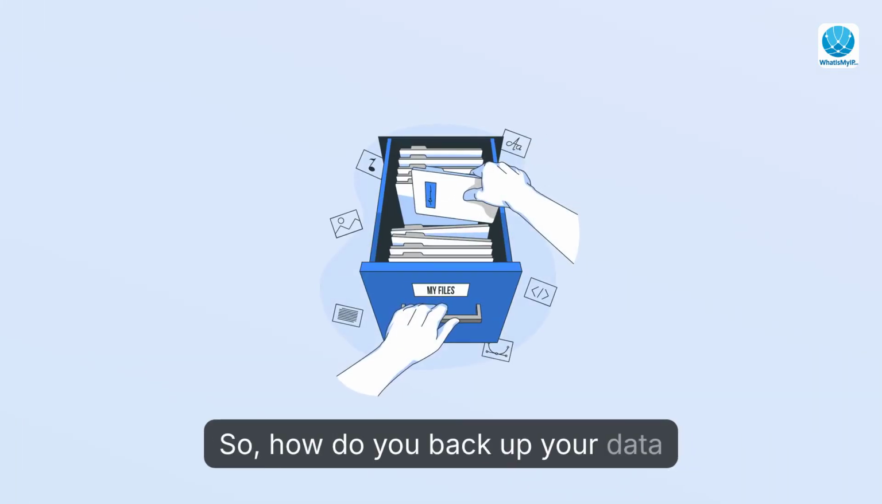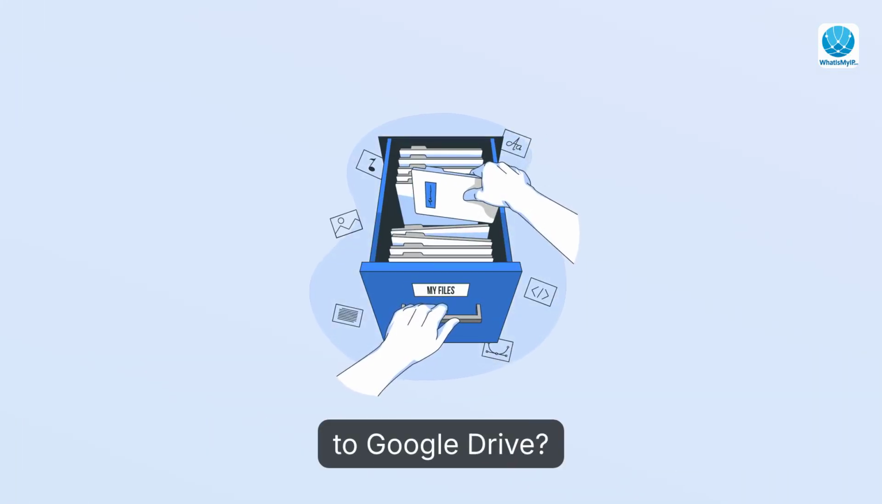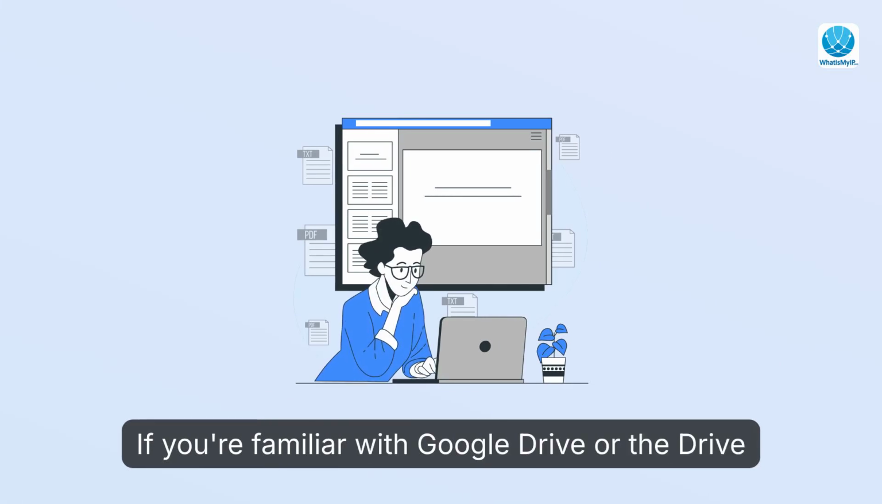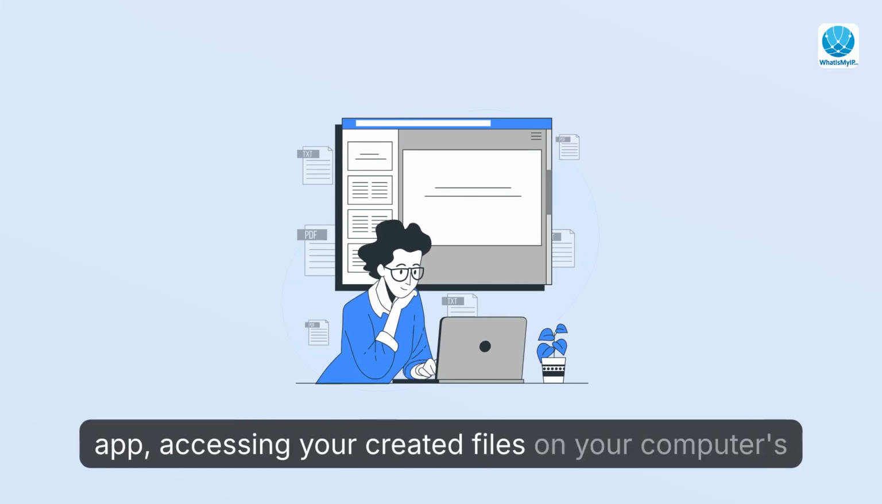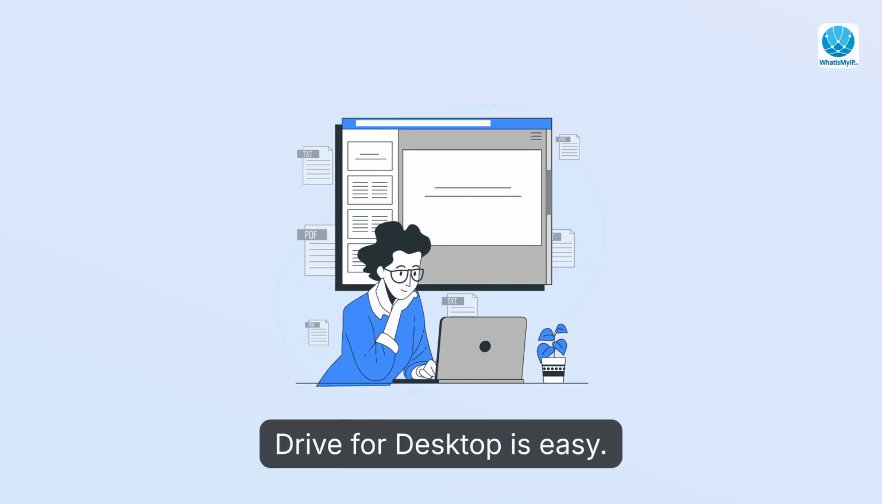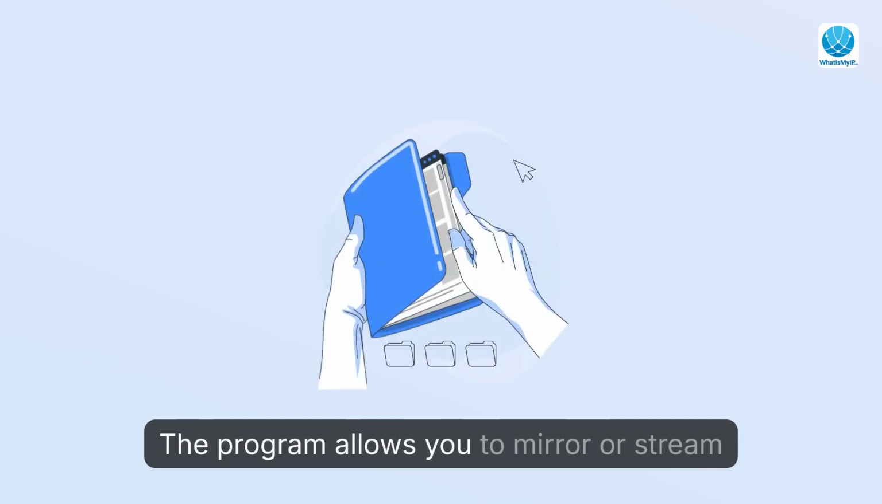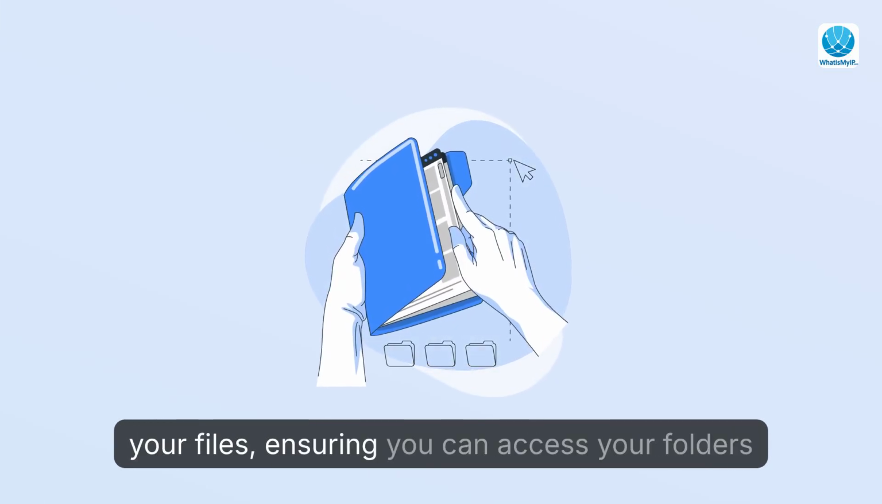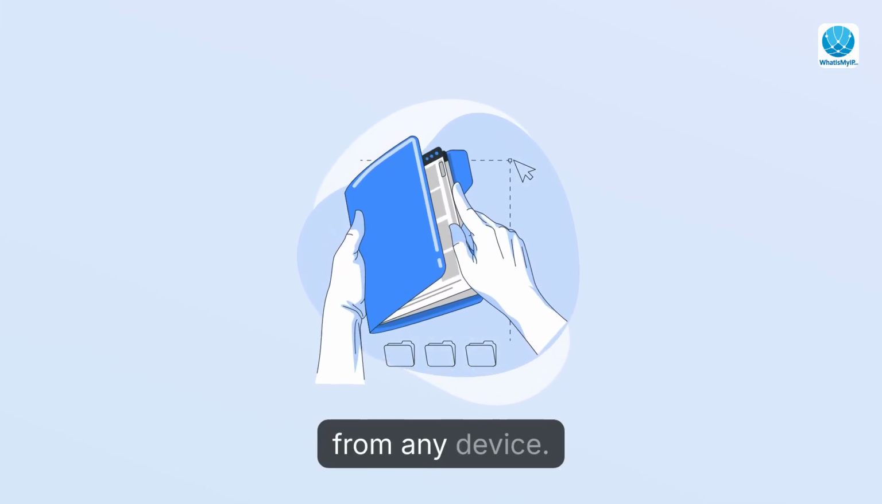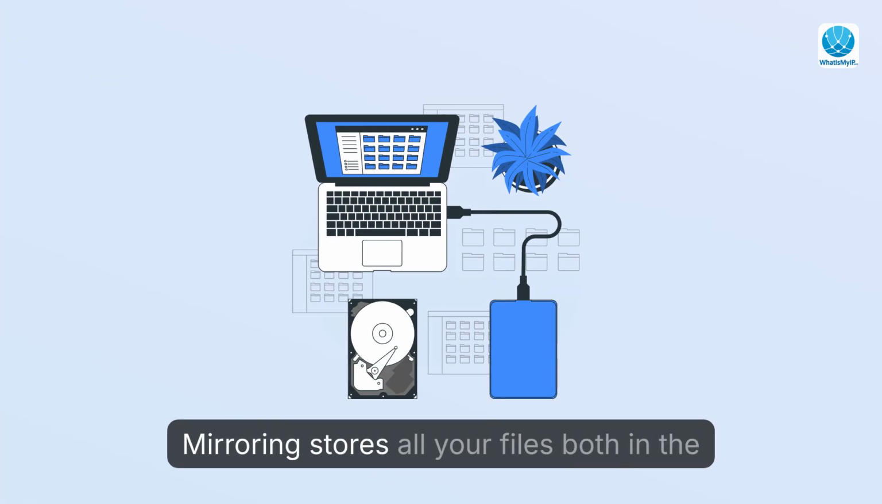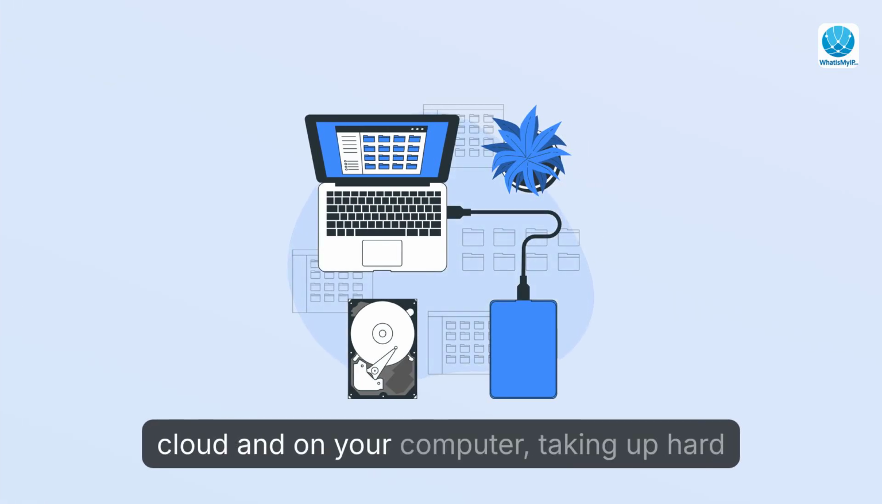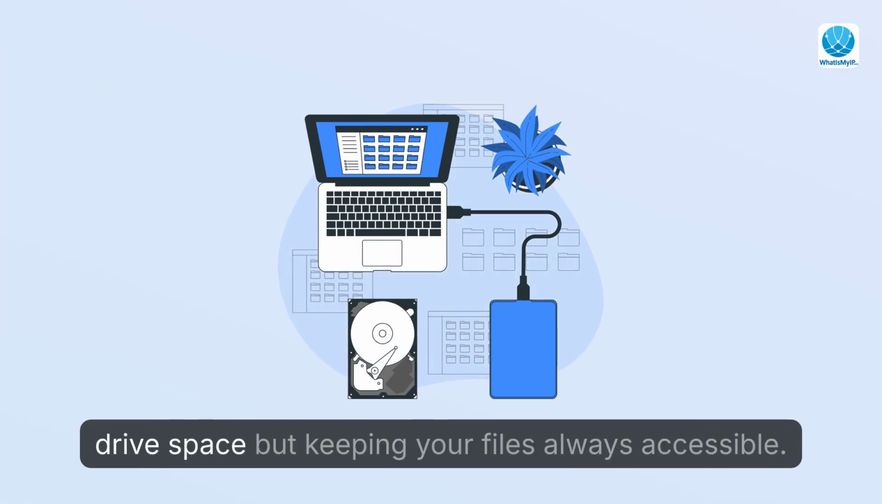So, how do you back up your data to Google Drive? If you're familiar with Google Drive or the Drive app, accessing your created files on your computer's Drive for desktop is easy. The program allows you to mirror or stream your files, ensuring you can access your folders from any device. Mirroring stores all your files both in the cloud and on your computer, taking up hard drive space but keeping your files always accessible.